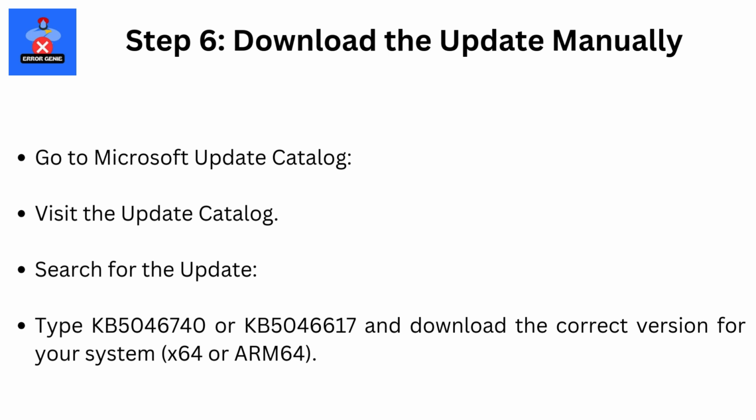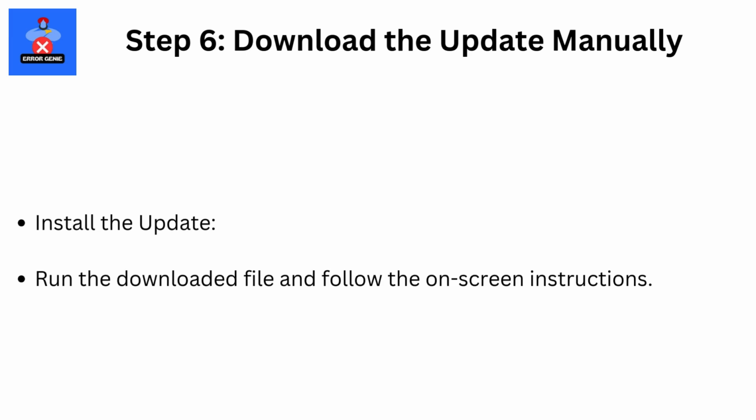Step 6. Download the update manually. Go to Microsoft Update Catalog. Visit the Update Catalog. Search for the update. Type KB5046740 or KB5046617 and download the correct version for your system, x64 or ARM64. Install the update. Run the downloaded file and follow the on-screen instructions.